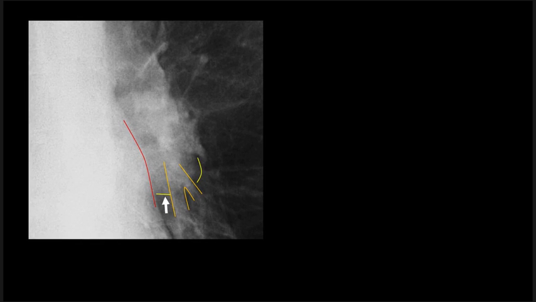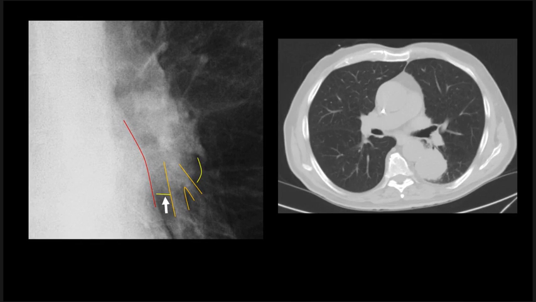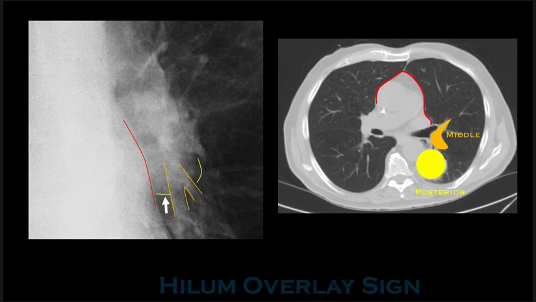We'll bring in the CT scan, and I'll sort of outline some stuff here for you. There's the heart, there's that pulmonary vessel, and sure enough, there's our mass, and it is indeed not touching the hilar vessels. It's behind it. So this is helpful sometimes as a trick to localize masses in the hilum, and this is referred to as the hilum overlay sign.